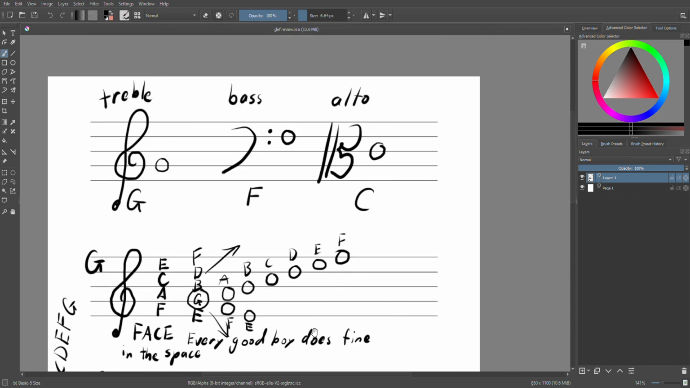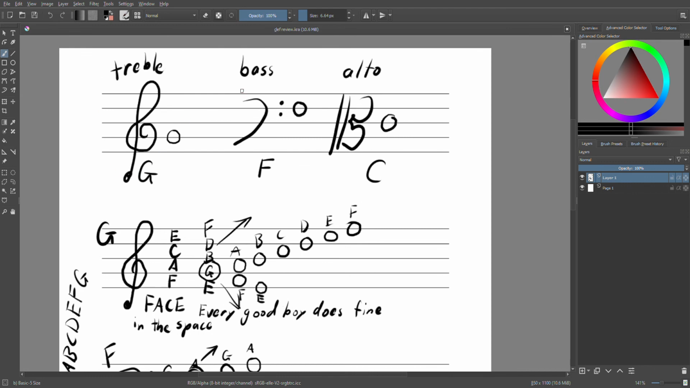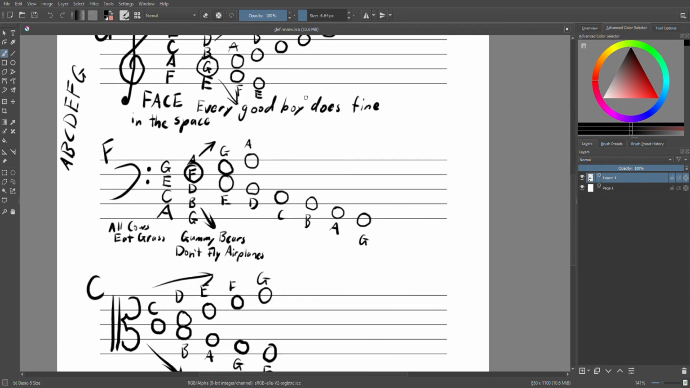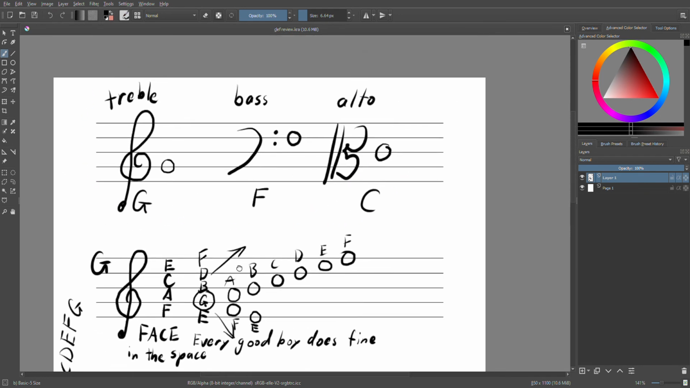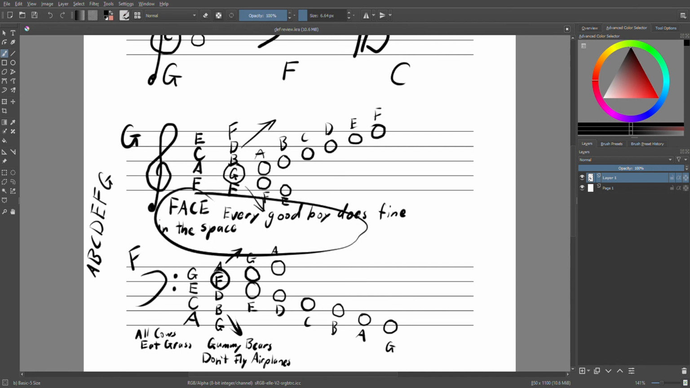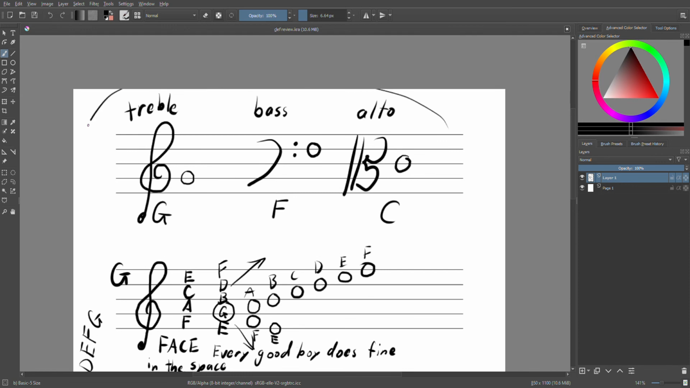All right, these are the clefs again: treble, G, bass, F, alto, C. If you just memorize these three clefs with their corresponding notes, you can figure out all of this with the counting method. And this is all you would have to memorize. You don't have to memorize all these. You don't have to memorize this. All you need to memorize is this, and you can figure out any clef.